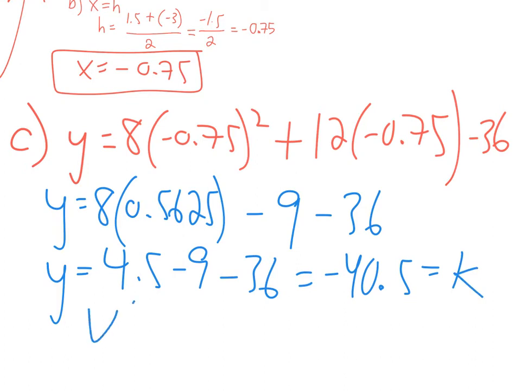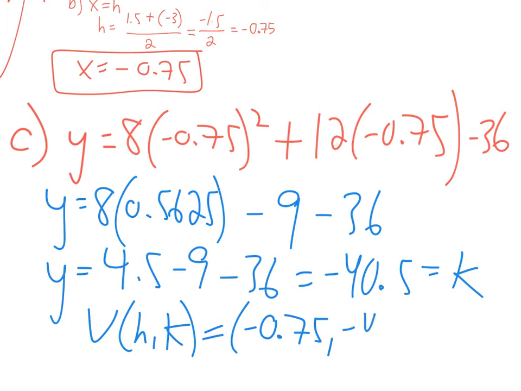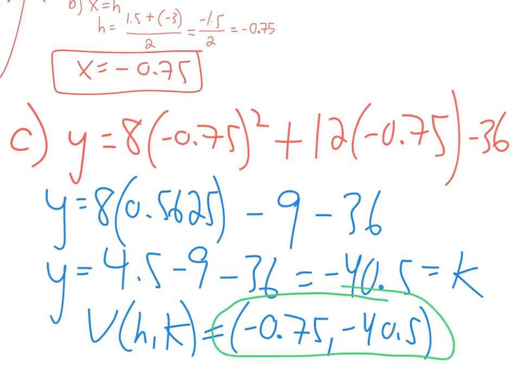Recall your vertex is h comma k. We solved for h in the previous question where we had to find the equation of the axis of symmetry, and that's negative 0.75, which we used in part C to get the y coordinate. We subbed it into the equation and solved for y, which is the k value, or the y coordinate in the vertex, which is negative 40.5. And we have just determined the ordered pair for the vertex.